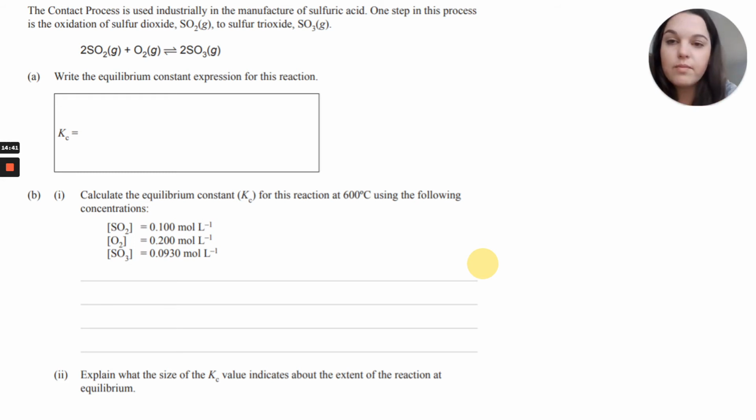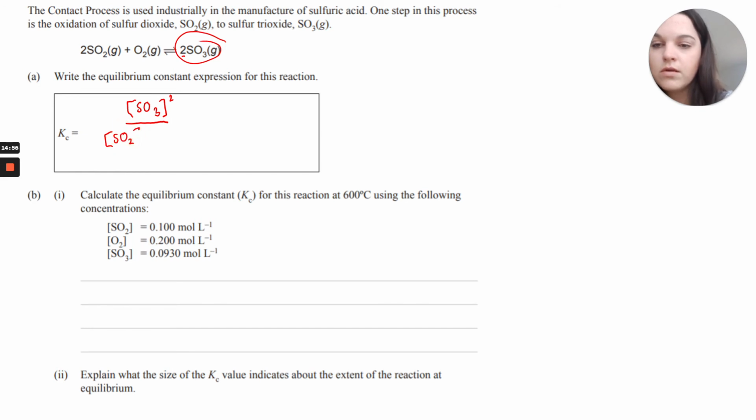Right, so I'm going to start with my products here. Remember, products go on the top in square brackets. SO3, I'm going to square that because it's got a 2 in front of it. Divided by, let's look at my reactants, SO2 squared times O2, which doesn't have anything in front of it, so I'll just leave that as is. Remember, if it's got nothing in front of it, it means it's just 1. All of those are gases, so they will all be included in my Kc rather than leaving them out.